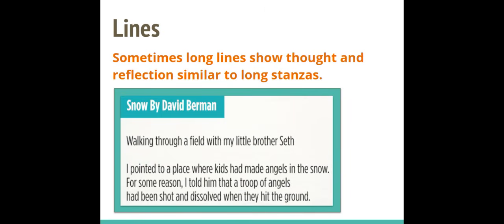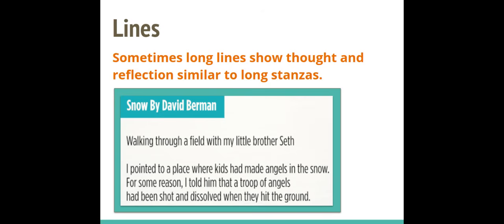Now, just like one long continuous stanza is showing reflection and thought, the same can be true for long lines. The poet is using a long line to show, again, just a thought that is continuing.